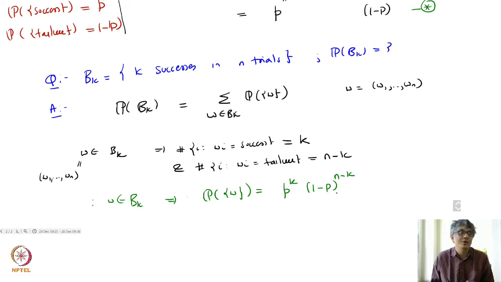It's the same for every omega in B_k. So it's a constant. It doesn't depend on how the ordering is. It just depends on the total number of successes and total number of failures in the outcome.